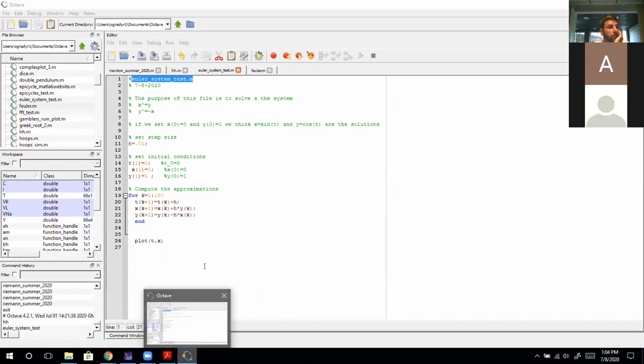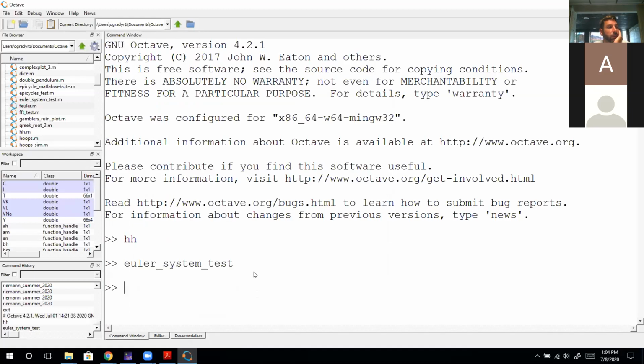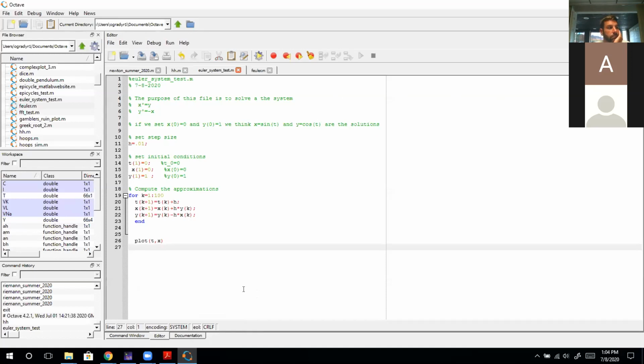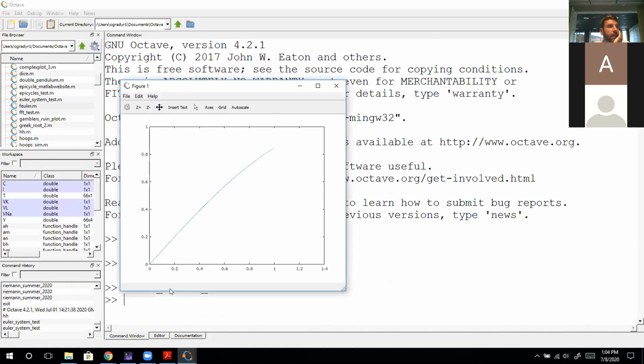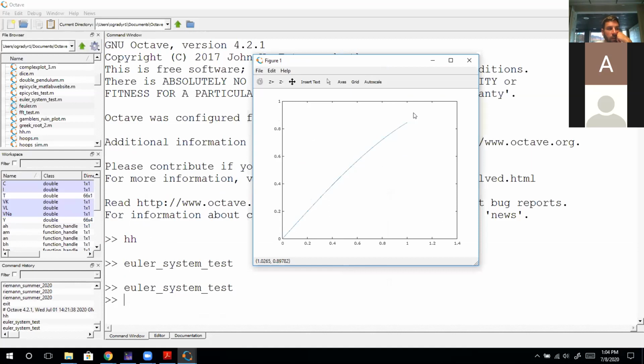And I'm going to go to my command window, and it's running. I don't know how much longer it's going to take. Is it running? Why is it taking so long? Did I delete it? Ah, there it is. I got my picture. So look at this picture. Does this look like we're right or wrong? I don't know. It looks like it could be right because it looks like the sine function. Remember, this blue curve should be the sine function.